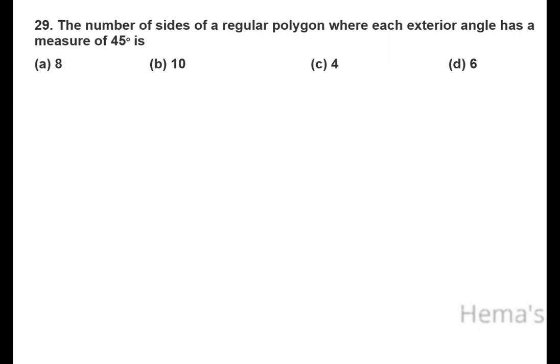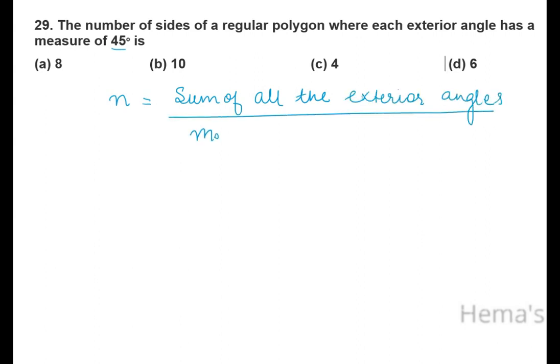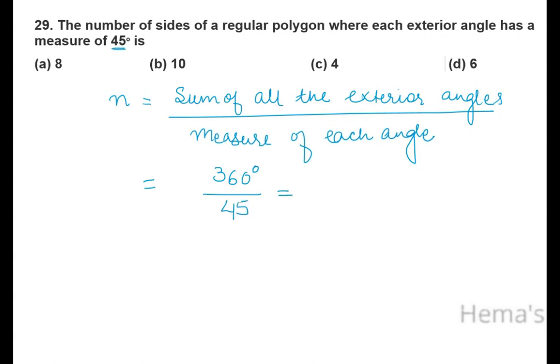Question number 29. The number of sides of a regular polygon where each exterior angle has a measure of 45 degrees. We know that the number of sides of a regular polygon is equal to the sum of all the exterior angles upon the measure of each angle. Therefore, the number of sides is equal to the sum of all exterior angles, which is 360 degrees, upon the measure of each angle, which is given to us as 45 degrees, which is equal to 8. Therefore, option A is correct.